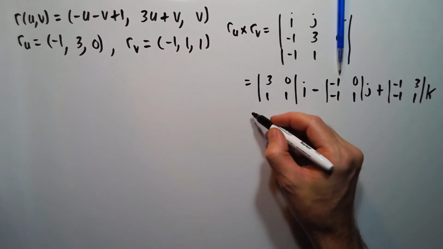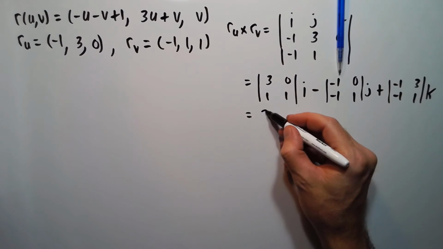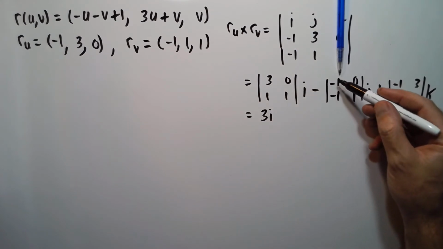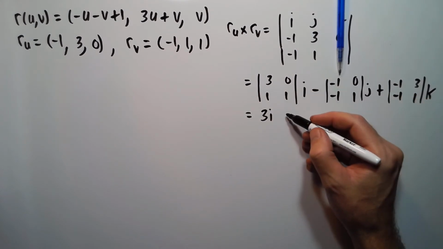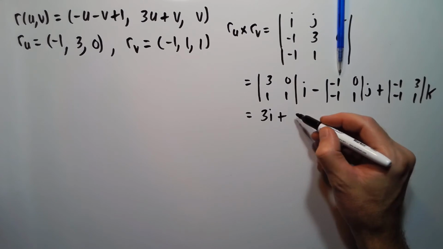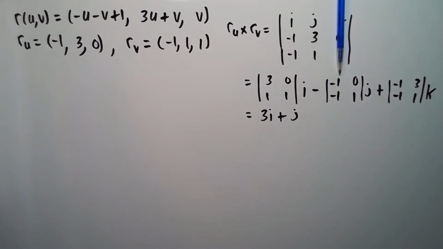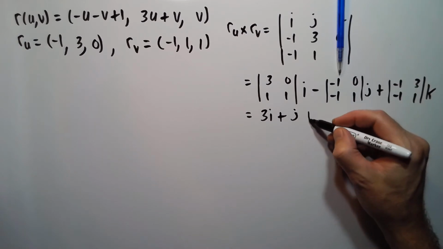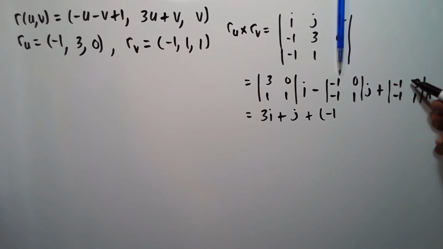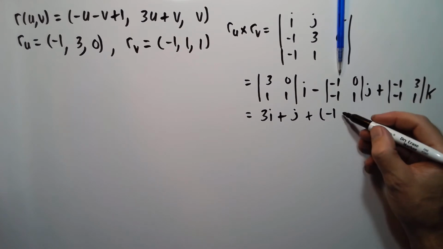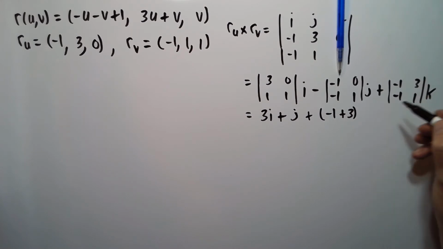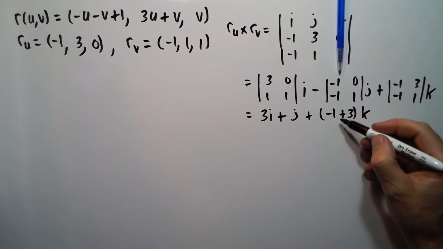Okay, so this will become 3i here. And that'll be plus j, and that'll be minus 1, minus a minus 3, so plus 3. So it'll be 2k here then.